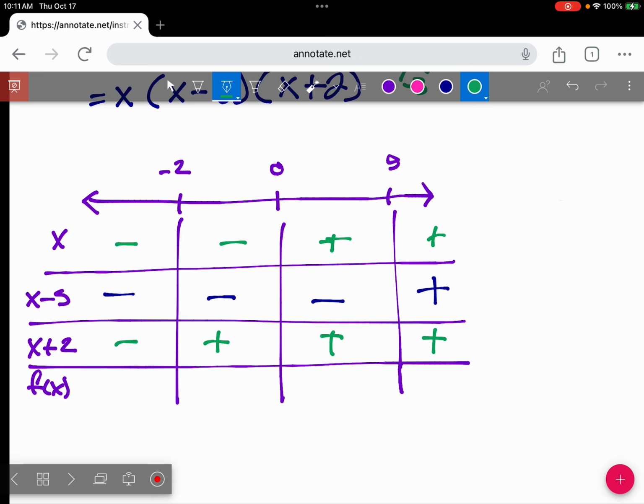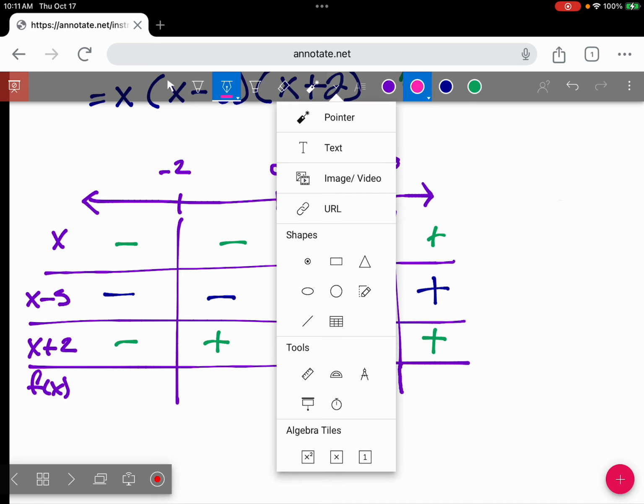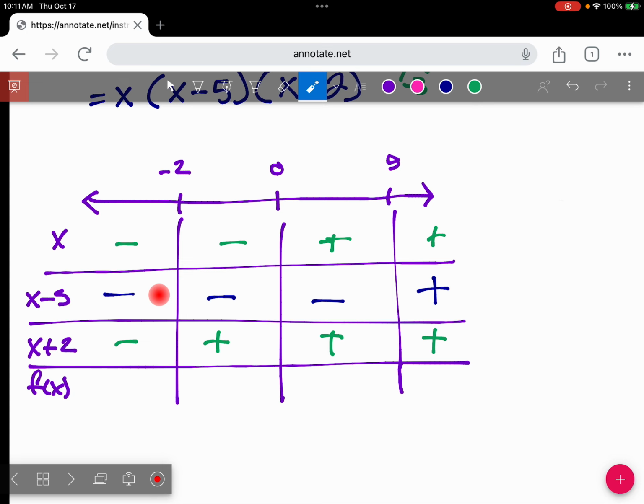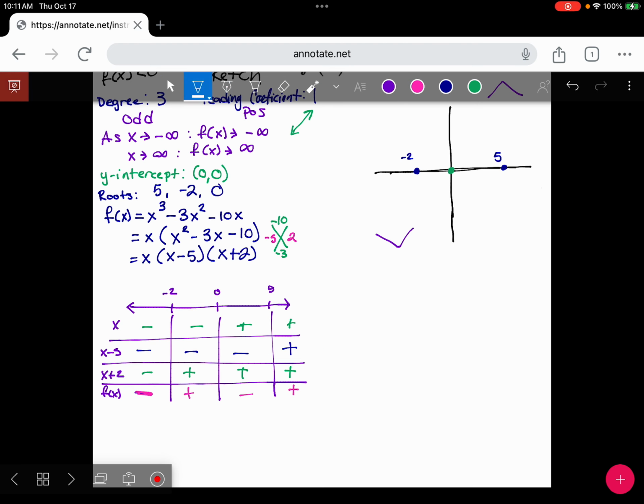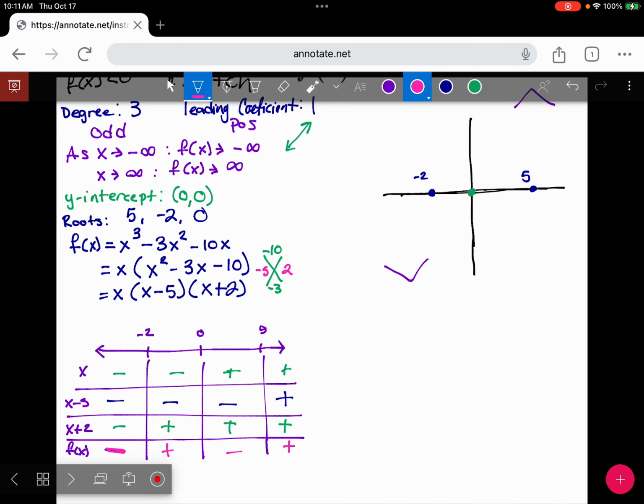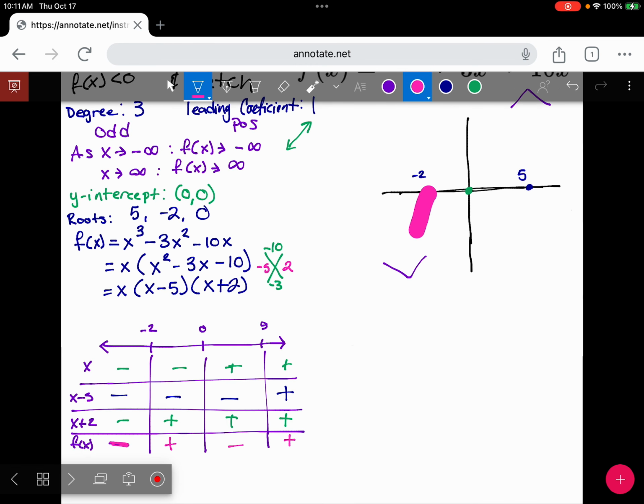So it's been a minute, but we've done these before. Questions on the filling in of the table. So now we have our bottom row left to go, where we multiply these together. A negative times a negative times a negative is going to be negative. A negative times a negative times a positive, positive. Positive, negative, positive. Positive, positive, positive. Positive. So I know that left of -2, we are negative.